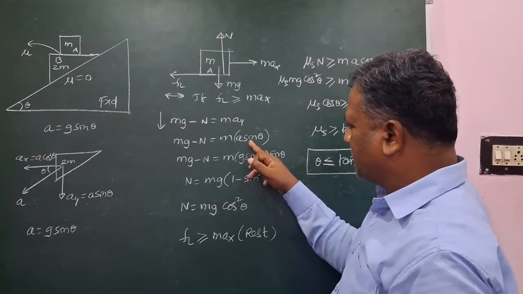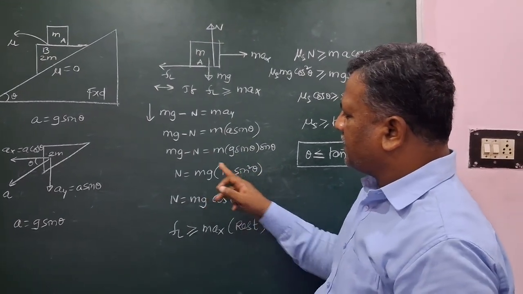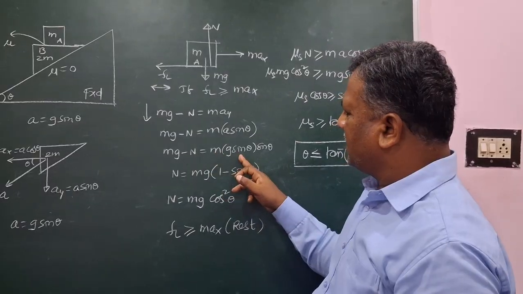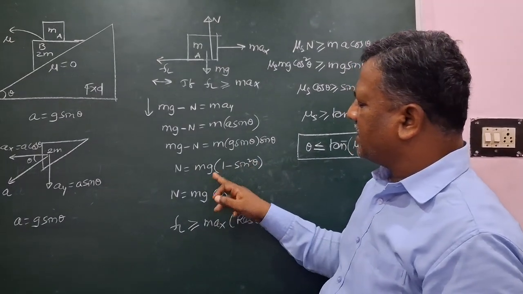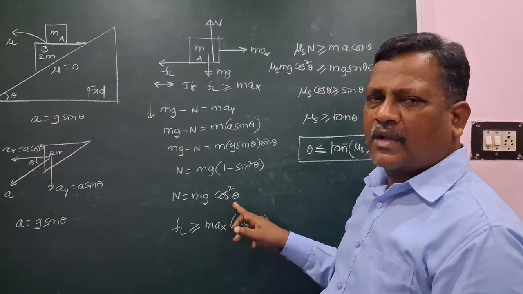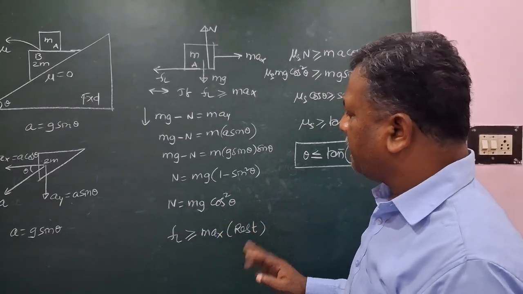Here, by substituting a as g sin theta, it becomes mg minus N is equal to mg sin square theta. 1 minus sin square theta becomes cos square theta. The magnitude of the normal force on the block is mg cos square theta.